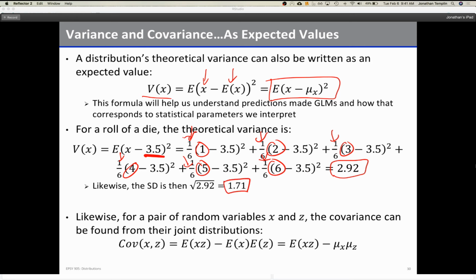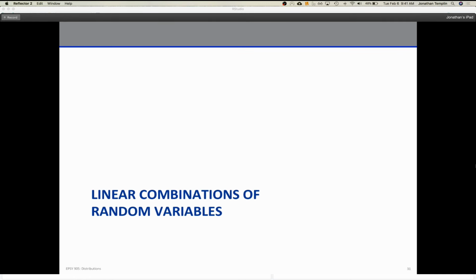And sure enough, if you have a fair die and you roll it hundreds of thousands of times, you're going to find the standard deviation is 1.71. A good way of interpreting that is to say the average roll of the die is about 1.71 points off of the mean, or 1.71 away from a 3.5. Likewise, if we have a pair of random variables, we could do the same thing with covariance, although I'm not going to go too much into that. But right here, the covariance between x and z is really a set of expectations: the expected value of the product of x and z minus the product of the means of x and z.